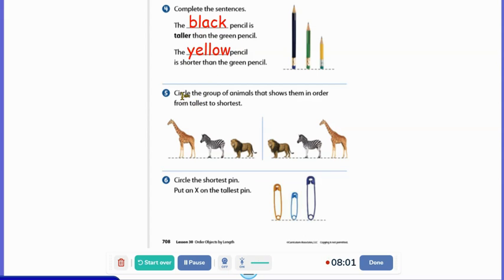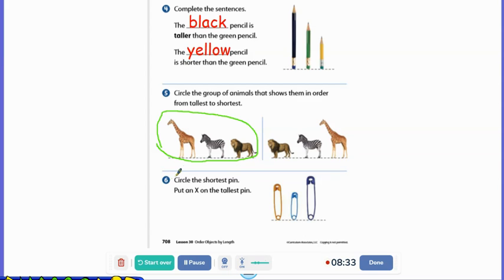Number 5, circle the group of animals that shows them in order from tallest to shortest. So here we're comparing their heights. Tallest to shortest. Excellent. Group A over here, because my giraffe is the tallest animal, and then we go down to the shortest. Again, they're lined up on this baseline, so I can easily see their heights to compare.